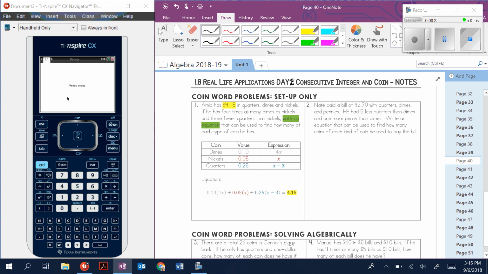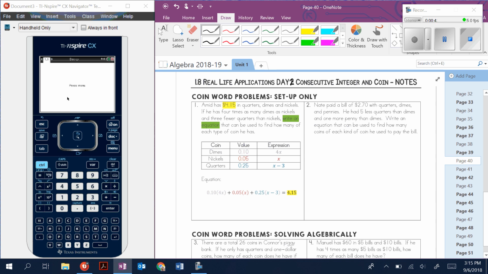Okay, so just like yesterday, or just like last video, you probably recognized that making sure that you're organized and that you're defining variables are very important when it comes to solving word problems algebraically. So that's exactly what we did in number 1.